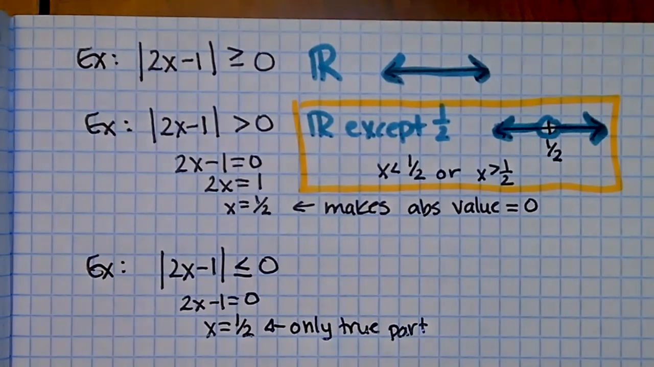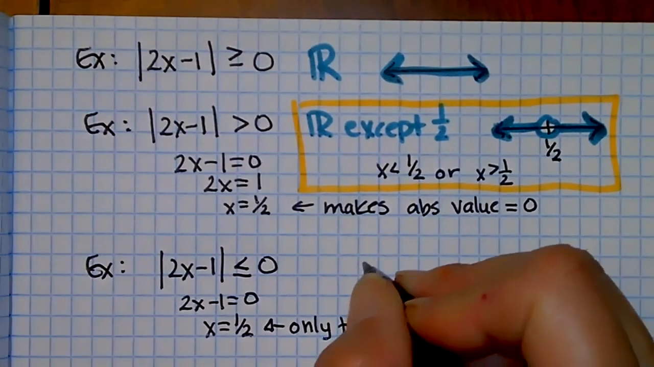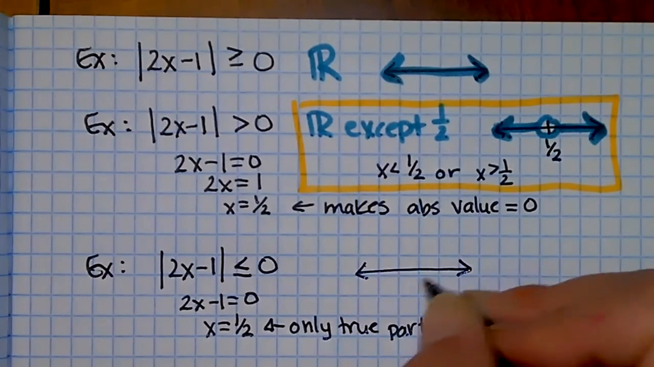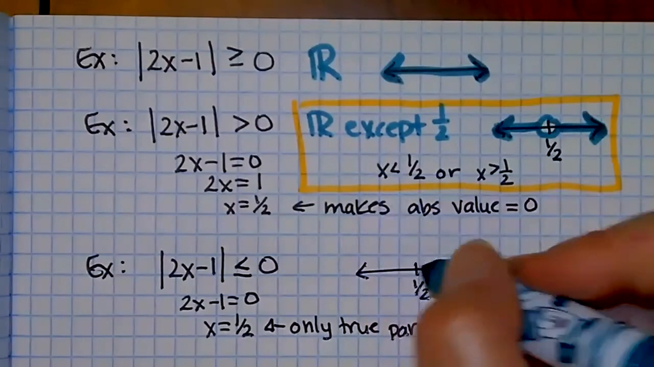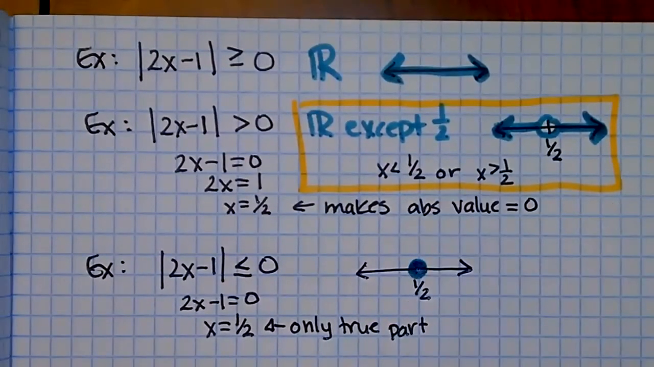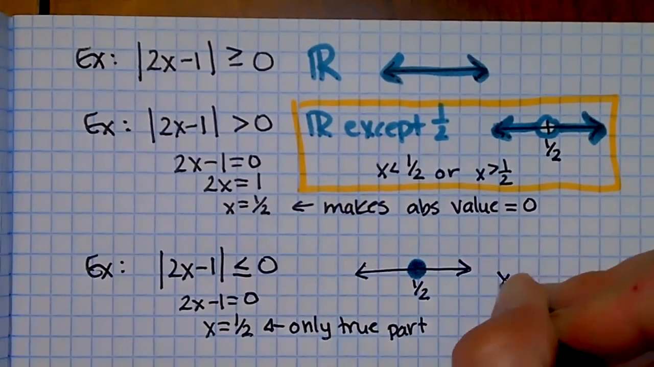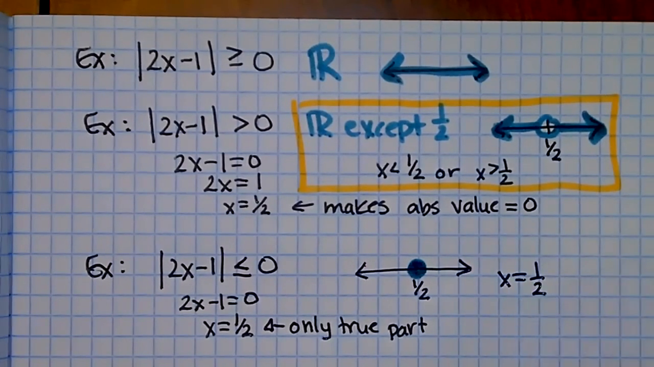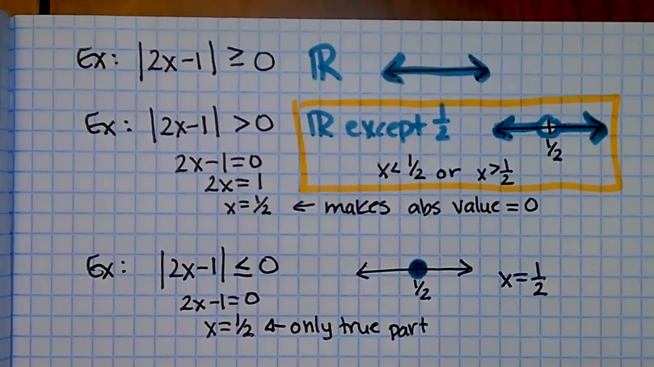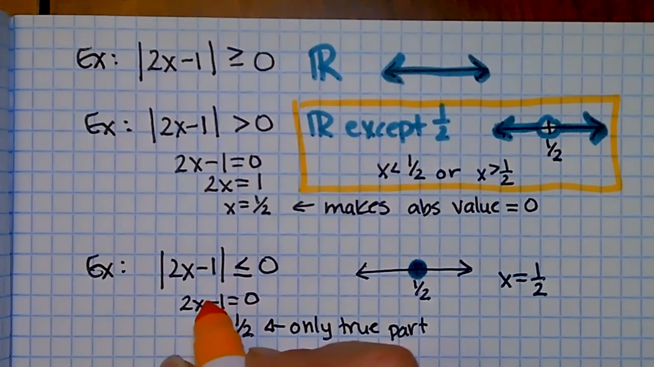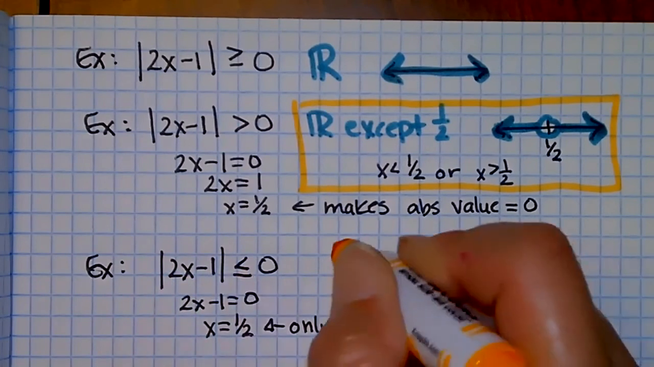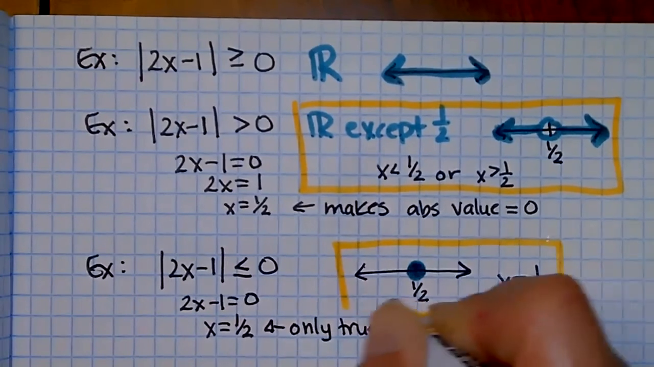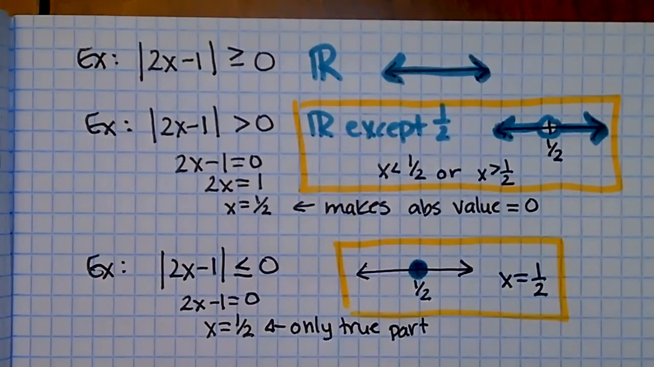So my graph is actually going to look like this. I'm going to have my 1/2 on it, and 1/2 is going to have a closed dot, and that's going to be my graph, and my answer is going to be x equals 1/2. That's it. That's the only thing that's going to make it true. Everything else would make it positive, and a positive will never be less than a negative. But the 1/2 will make it equal to 0.